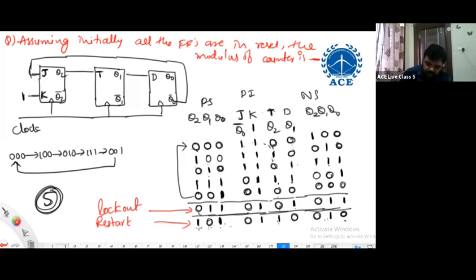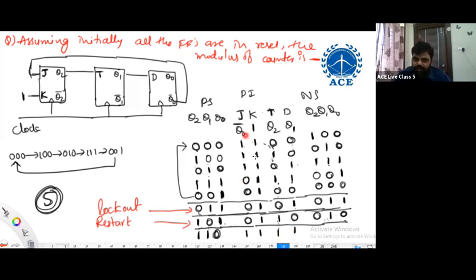And let us verify one more unused state. One more unused state. Which one is that? 110 unused state. Then Q naught bar is, what is that? 1, K is 1. Q2 is 1, Q1 is 1. Check it correctly. I hope you are understanding how I am writing these inputs, sir.